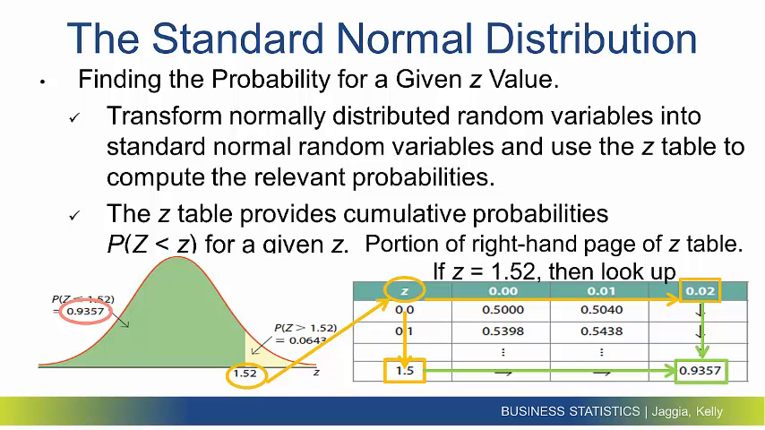If we want to know the probability of a Z value greater than 1.52, we would simply calculate 1 subtract 0.9357 to get 0.0643. You can see this on the slide.